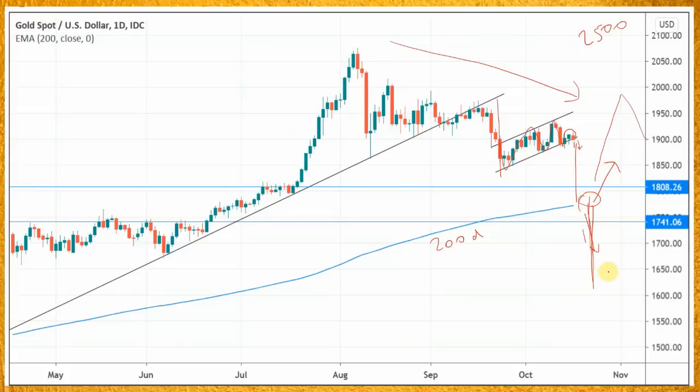We're not talking about sub $1,000 gold here, because remember that we are still in a long-term uptrend if you're looking on the monthly scale. But I think for me, the highest probability is that we bounce off this area over here.